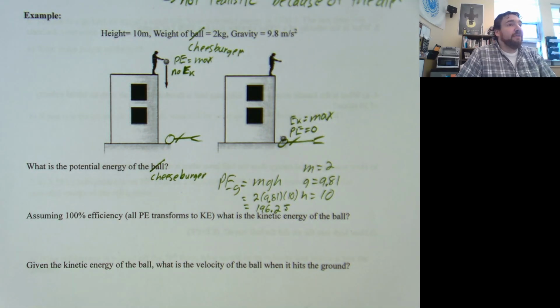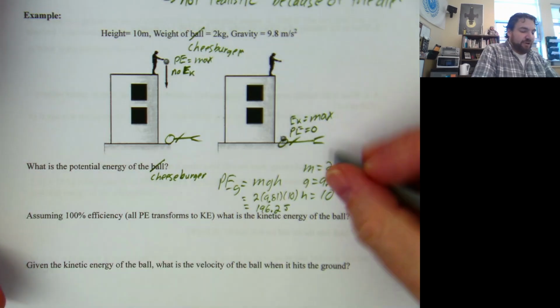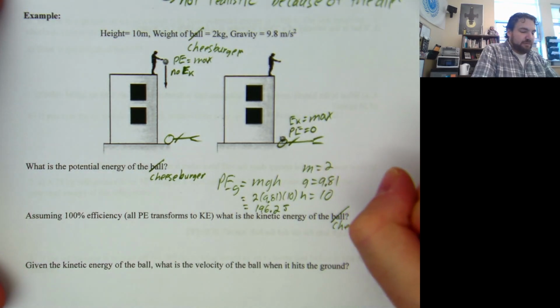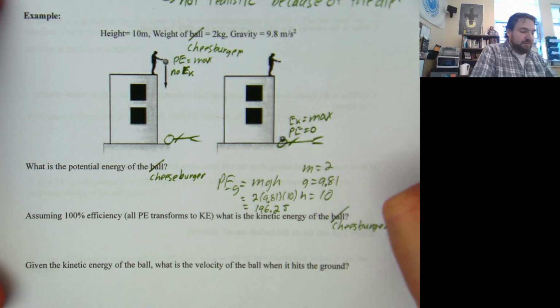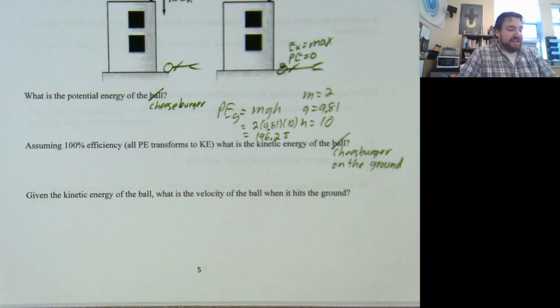Not a very scary number, given that we've had some much larger numbers. But if we're assuming 100% efficiency, this thing is not heating up, what is the kinetic energy of the cheeseburger on the ground? As it impacts the ground, what's the kinetic energy going to be?